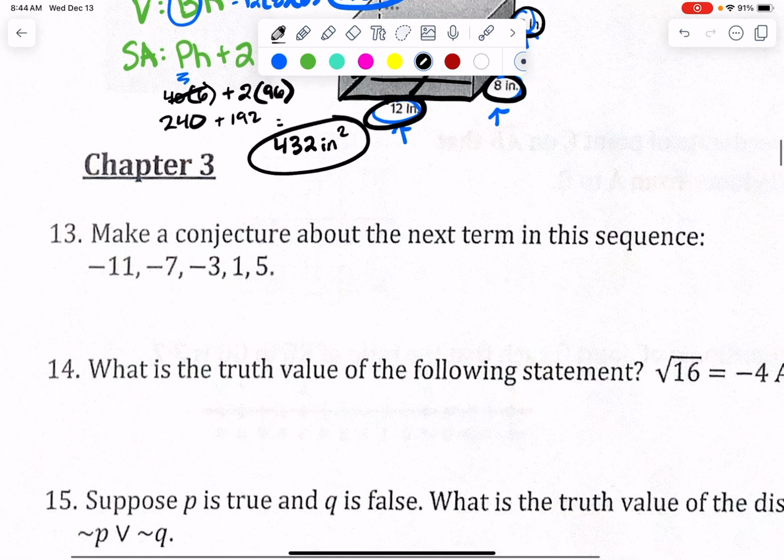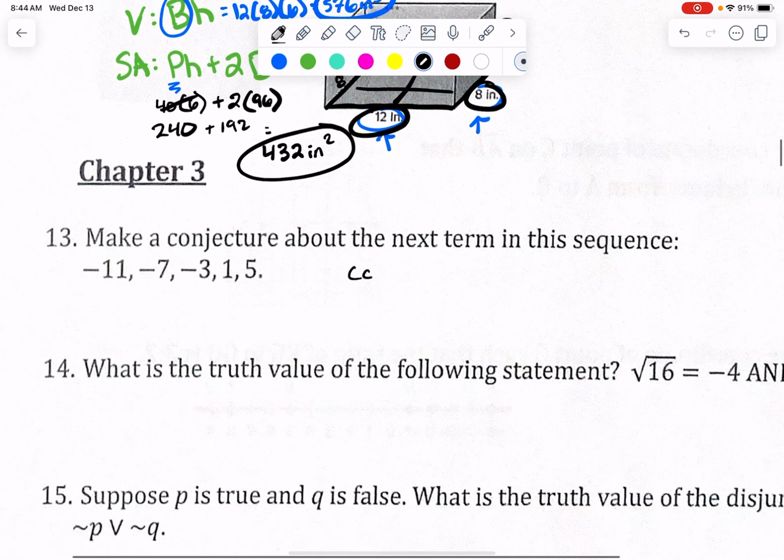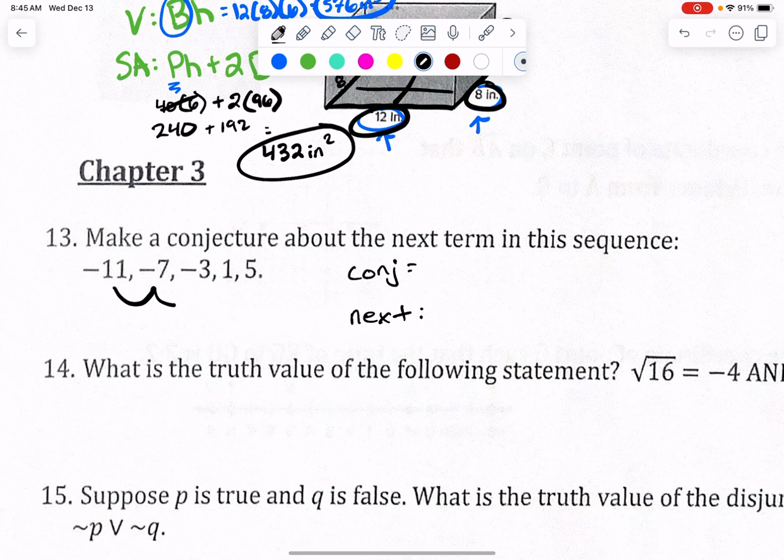We have 3 left. Make a conjecture, and then find the next term in the sequence. Okay? So the conjecture, I'm going from negative 11 to negative 7 to negative 3 to 1 to 5. I am adding 4 each time. So the conjecture is add 4 each time. And then the next term in the sequence, if I add 4, would be 9. Those ones are going to be kind of nice, okay?